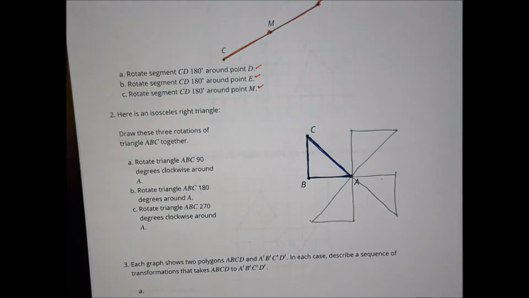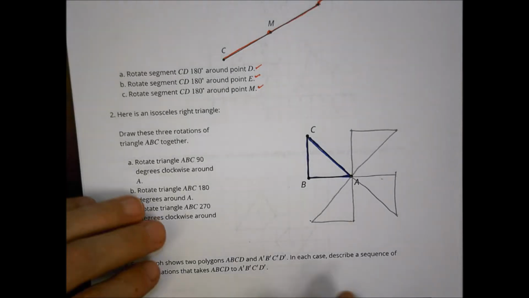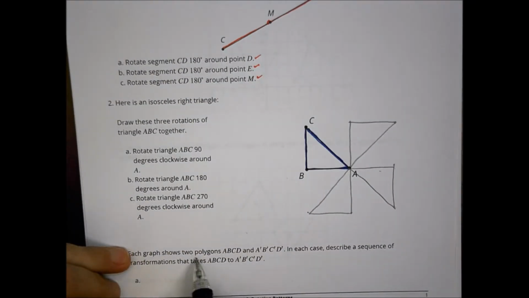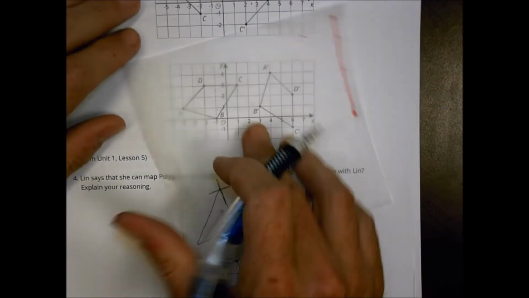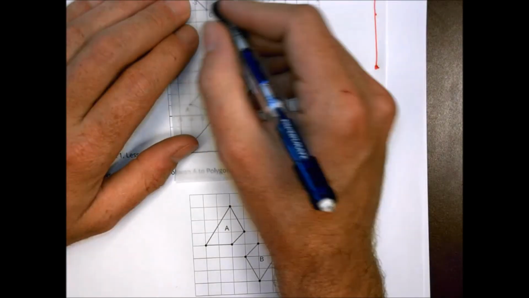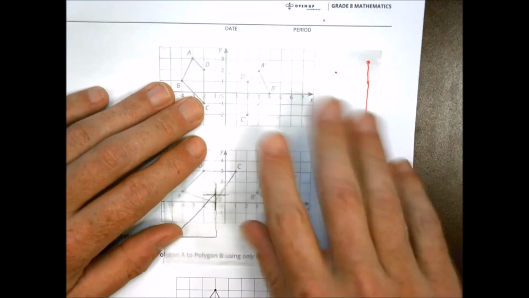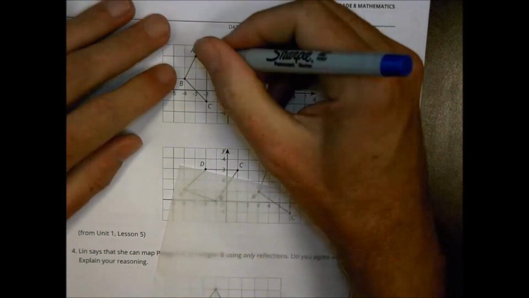Okay, looking at number 3. Number 3, it says we have 2 polygons, A, B, C, D, and A prime, B prime, C prime, D prime. Describe the sequence to go from one to the other. So let's take a look here, sequencing things together to make this work. So how do you get from this shape over to that shape is the question for the first one. And I'm going to draw this out a little darker so we can see through here.